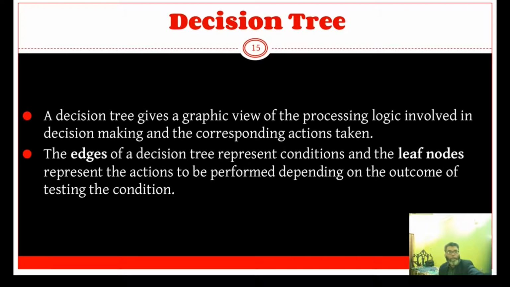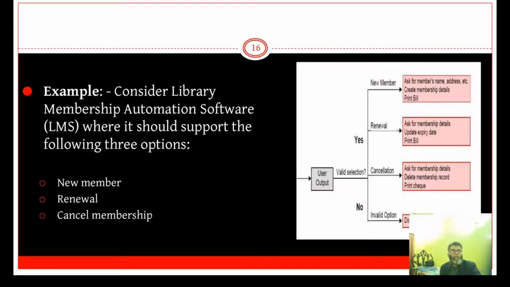So here they have given an example. Consider the library membership automation software, where it should support the following three options, that is new member, renewal, and cancel the membership. So here it has been given for new member, renewal, cancellation, and invalid option. There are two conditions, yes conditions as well as no condition.